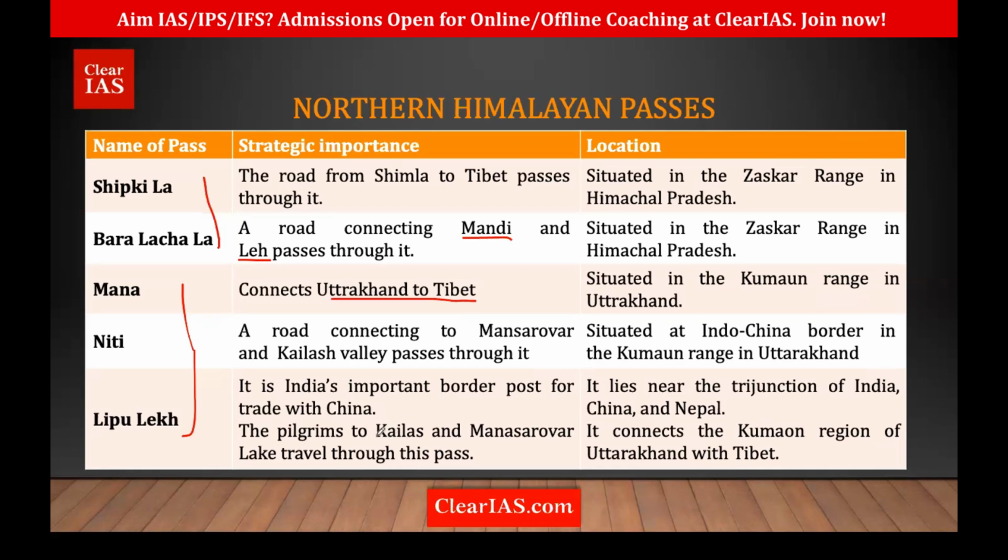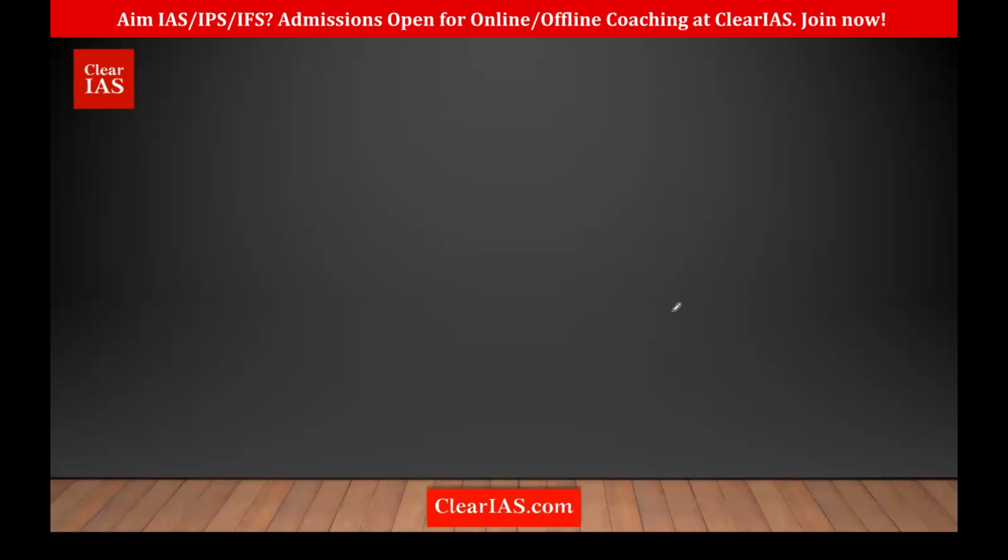Again, this is also through which the Manasarovar pilgrims go. And it is at the tri-junction of India, China, and Nepal. That is important. The other two passes were just connecting India and China. But Lipulek is at the tri-junction of India, China, and Nepal. And this is also in the Uttarakhand region in India. Then we have the Mahakali River, also called the Sharda River, which is flowing through the Lipulek Pass. So these are the important passes of northern Himalayas.